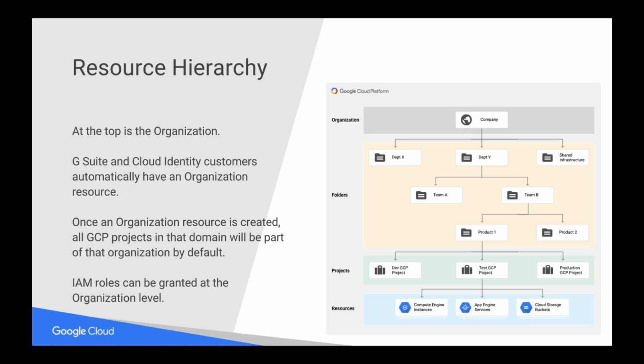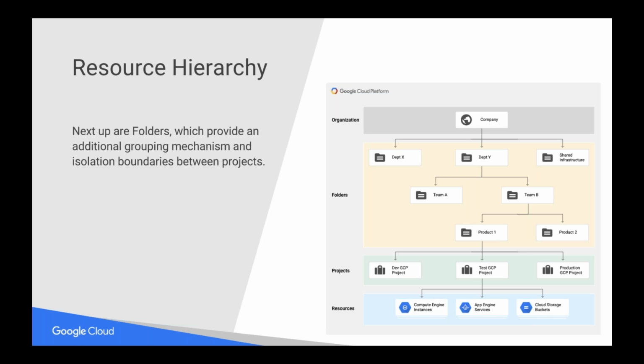You can also grant IAM roles at the organization level. These roles are then inherited by all folders and projects under the organization. So for example, let's say you have a networking team in your organization. Instead of having to grant them the network admin role for every single project within the entire organization, you can grant the team the role at the organization level, which allows them to manage all of the networks and all of the projects in the whole company.